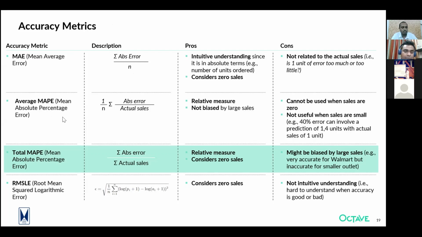That's why, even in the Kaggle competition, we ask you to compute the total mean absolute percentage error. This is a very common metric we use in sales forecasting problems, because we discussed two issues, right? First, with the mean average error, you can't consider the actual sales. With the mean absolute percentage error, you can't treat the zero sales. These two issues you can treat in the total mean absolute percentage error. Of course there are some other metrics like root mean squared logarithmic error, but a very common metric we use in business is total mean absolute percentage error.